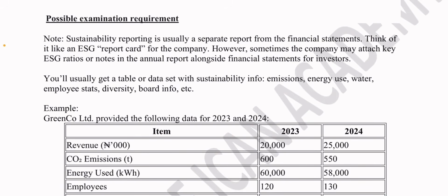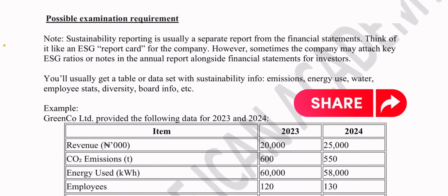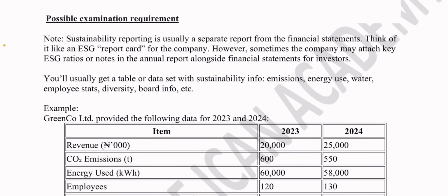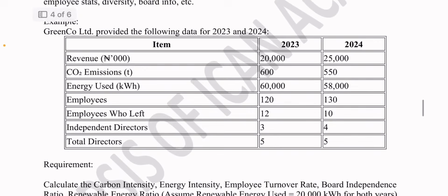Then you usually get a table or a set of data. They tell you about the social, the people, planet, and the economy, right? So they'll tell you about the social aspects, the environmental aspects, the profit aspects of the company, and all of that. Now let's look at an example.